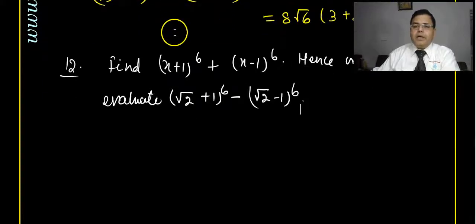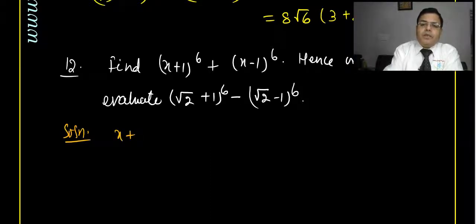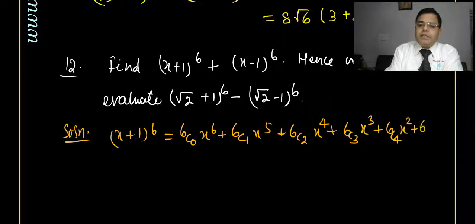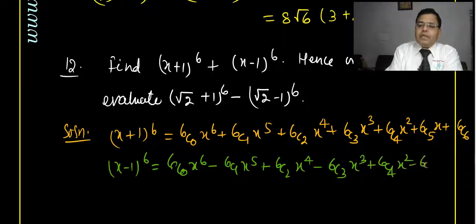So by adding them, you will get twice the even-power terms. This is what we had discussed already, but because it is a question, you need to write the expansion once again. Here, (x + 1)^6 is equal to 6C0 x^6 + 6C1 x^5 + 6C2 x^4 + 6C3 x^3 + 6C4 x^2 + 6C5 x + 6C6. Similarly, (x − 1)^6 is 6C0 x^6 − 6C1 x^5, alternate negative signs, + 6C2 x^4 − 6C3 x^3 + 6C4 x^2 − 6C5 x + 6C6.